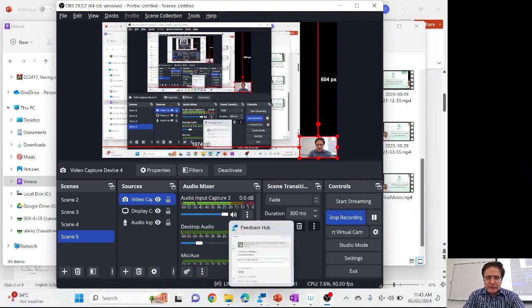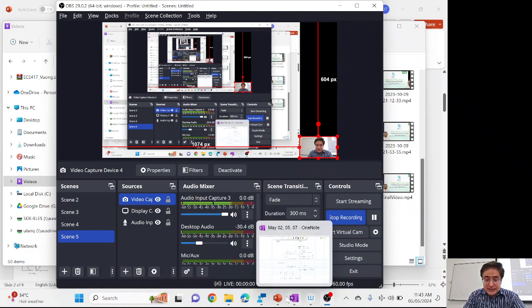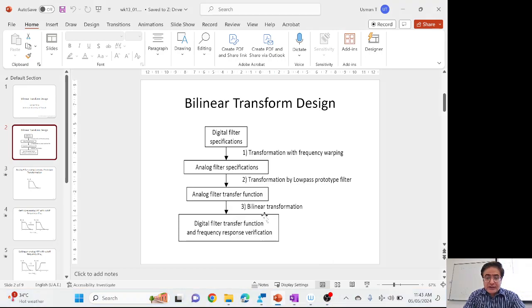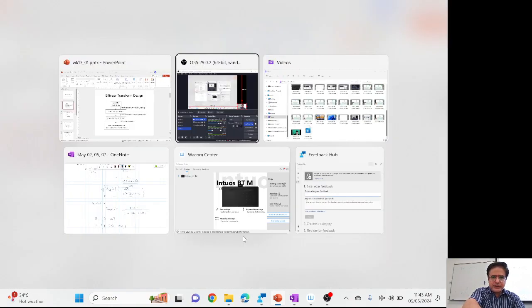So now we're going to discuss this bilinear transformation, right? We already have taken care of step number two. Now if we have the analog filter in the S domain, how can we convert it into a digital filter in the Z domain, right? So what transformation to use? Okay, so let's do that.